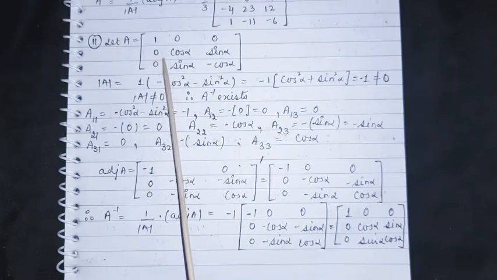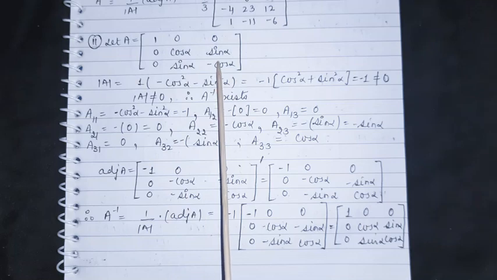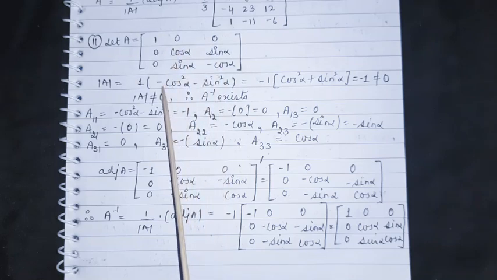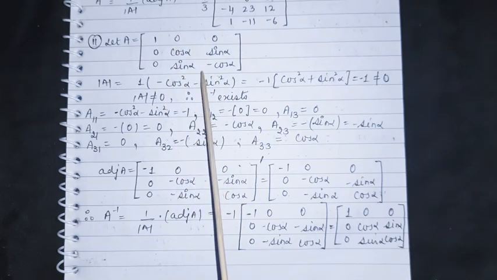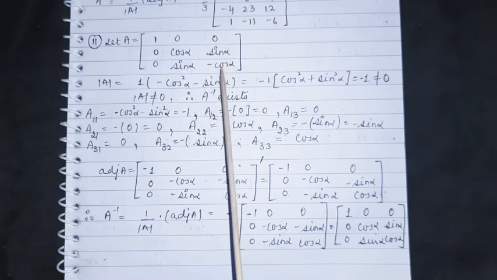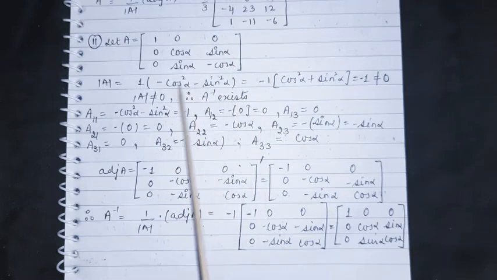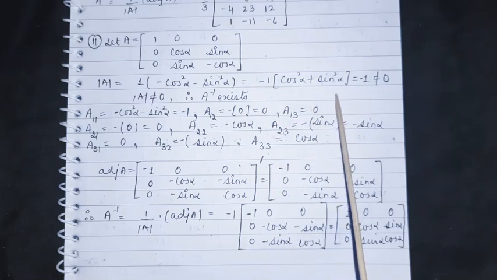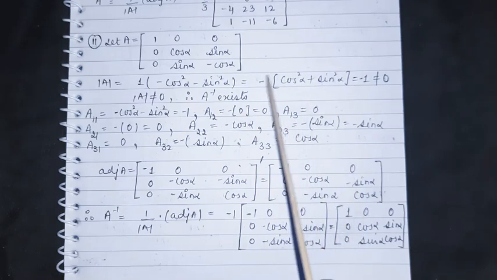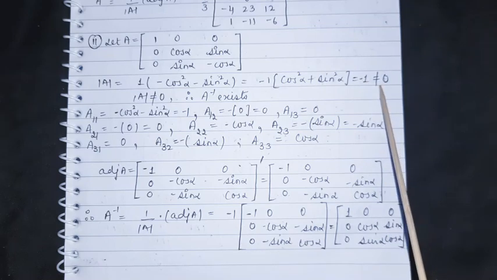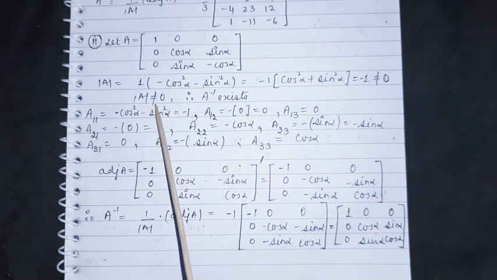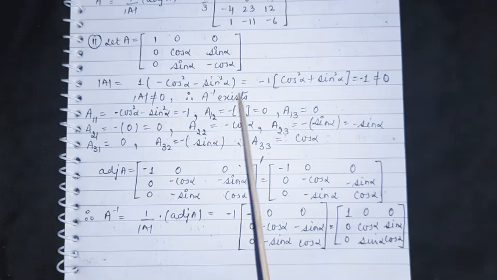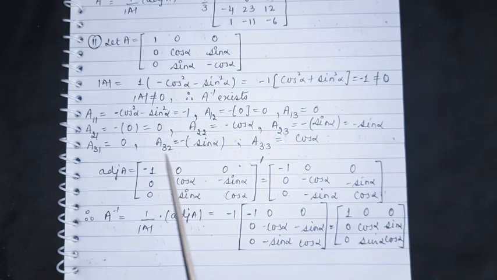We are expanding it along R1. So 1 as it is, minus cos alpha into cos alpha is minus cos square alpha, and minus sin alpha into sin alpha is sin square alpha. Let's take negative common. So it will become minus 1 and here it is cos square alpha plus sin square alpha, which is 1. So minus 1 into 1 is minus 1, which is not equals to 0. Determinant of A is non-zero. Therefore, A inverse exists. Now let's start with the cofactor.